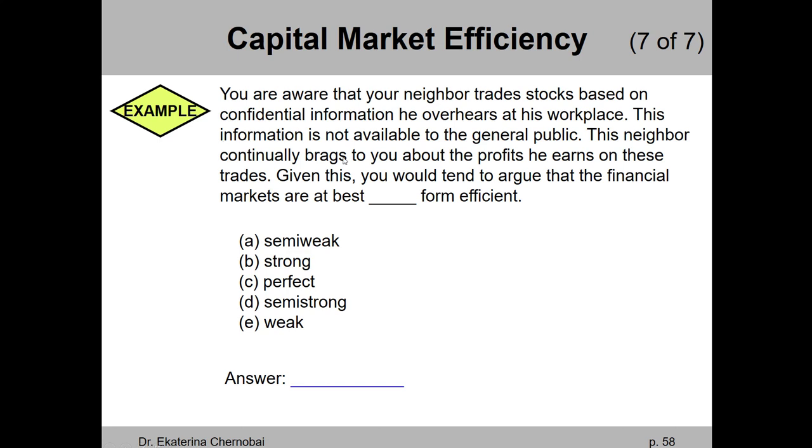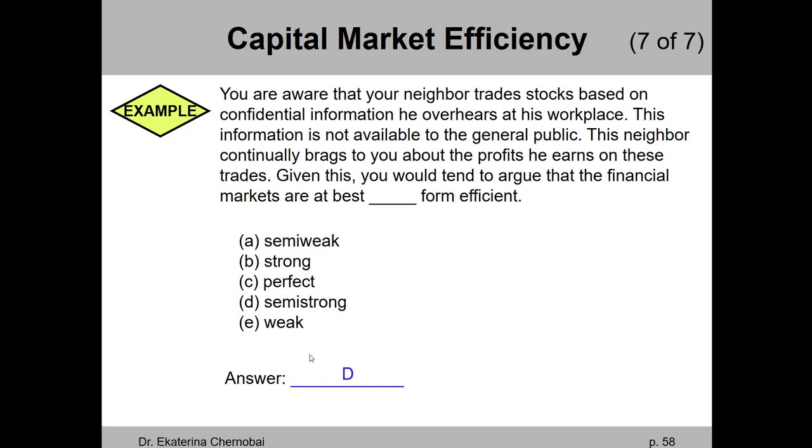So this information he's using for his trades is not available to the general public. This neighbor continuously brags to you about the profits he earns on these trades. This is the important sentence: he brags to you about all the profits he earns on these trades based on the inside information. So he makes a profit based on the inside information. Given this, this implies that the financial markets are, at best, blank form efficient. What's the right answer?